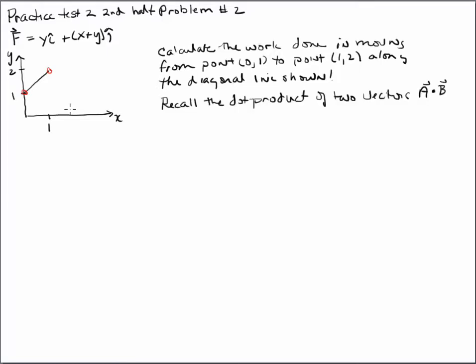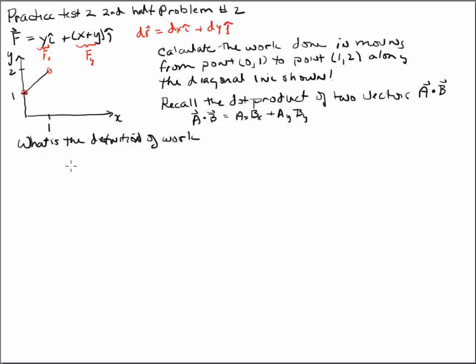Recall what the dot product of two vectors is, A dot B. There are two forms. The one in particular that we want to use is A dot B equal to Ax Bx plus Ay By. And we'll recall that this would form Fx here, and this would be Fy. And work is given by the integral of F dot dr, and dr is given by dx i hat plus dy j hat.